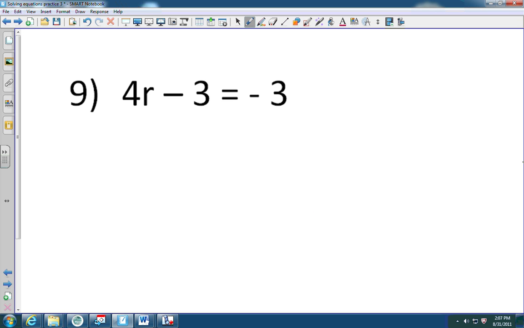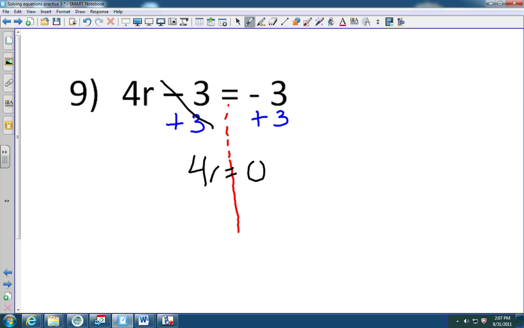Next one. Now this one says R. Okay, well that shouldn't confuse you because R, X, Y, Z, doesn't matter what letter you use, you're always going to do the same thing. So right here, I'm going to add 3 to each side. These cancel. I get 4R equals negative 3 plus 3 is 0.